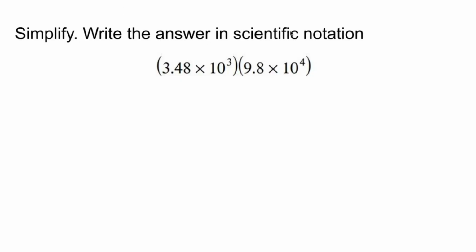Simplify. Write the answer in scientific notation. All right, so we have ourselves 3.48 times 10 to the third times 9.8 times 10 to the fourth. Let's write out 3.48 and 9.8 next to each other because I can. If all we're doing is just multiplying everything, no adding, no subtraction, just multiplying, you're allowed to move things together. Let's move the 10 to the third next to 10 to the fourth.